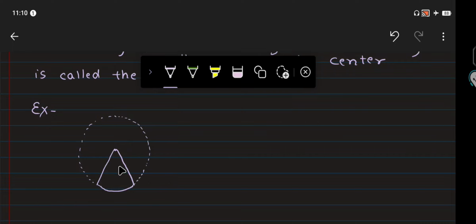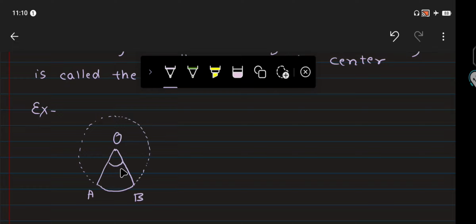Okay. So this is an arc AB, and to find the central angle made by this arc at the center O of this circle, you need to join the end points of this arc. Join the end points, point A to the center and then point B to the center. So this angle AOB is called the central angle.